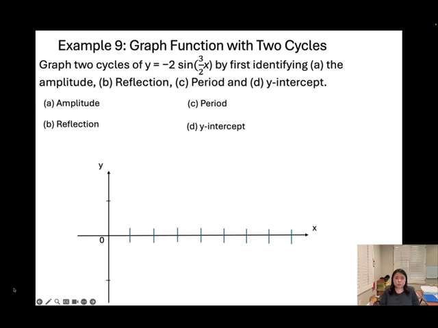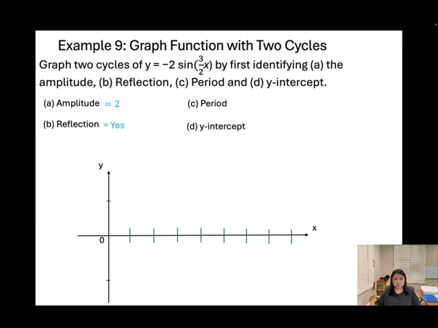Okay, graph 2 cycles of y equal to negative 2 sine 3 over 2 x, by finding A, B, C, D. Same thing. So first, I want you guys to find out the amplitude, reflection, period, and y-intercept first. So amplitude equal to 2. Any reflection? Yes, right? Because I'm negative.